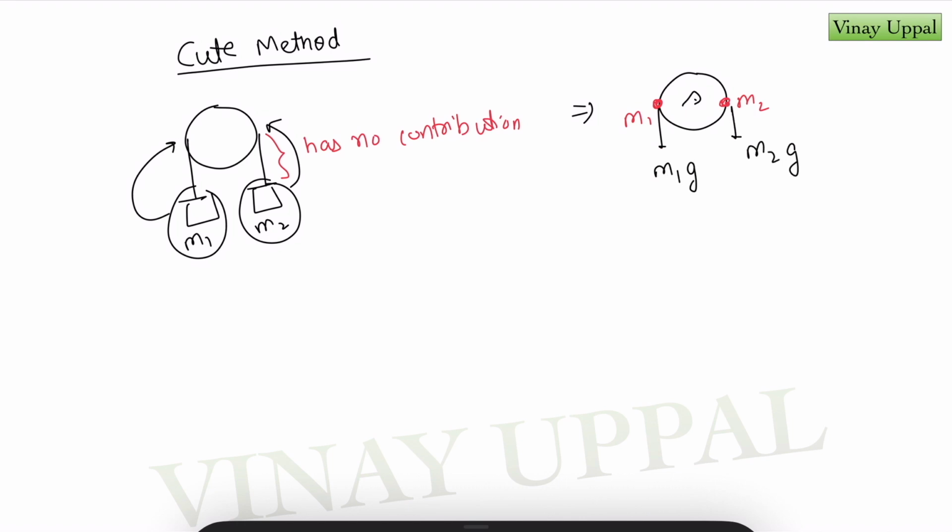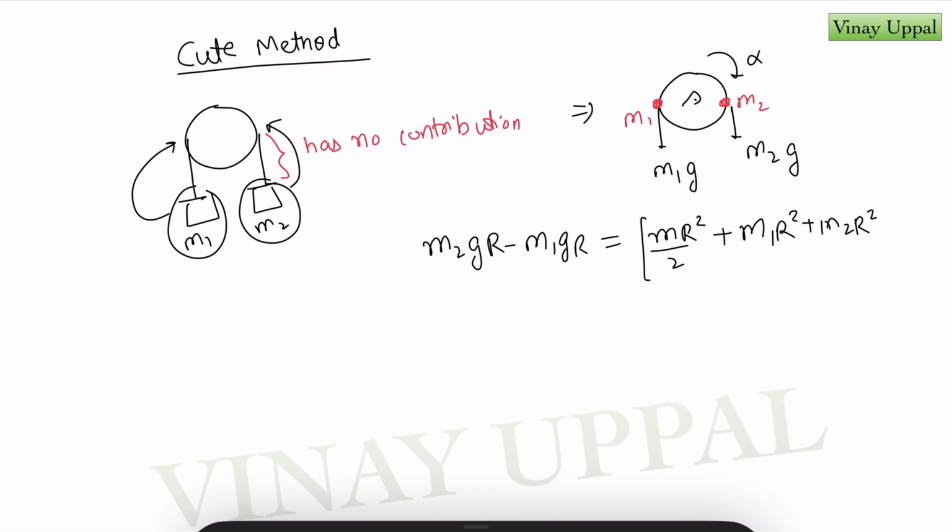Now I can simply write torque equation as m2g into r minus m1g into r, once again in the clockwise direction, should be equal to I alpha, where moment of inertia of the disk is mr square by 2. But here's the key point: you have to include the moment of inertia of the 2 red particles, which are representative of the blocks. So what is happening is these 2 red particles are now part of the disk. So the moment of inertia, I can write it as m1 r square plus m2 r square, and this is the entire moment of inertia times alpha. That's it. One equation and you get alpha.